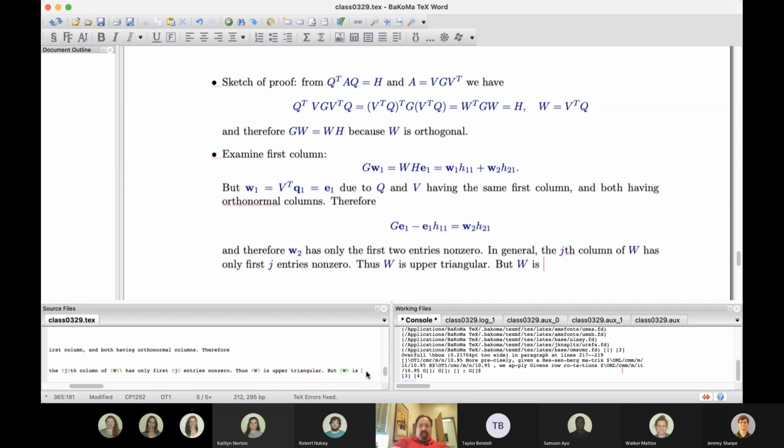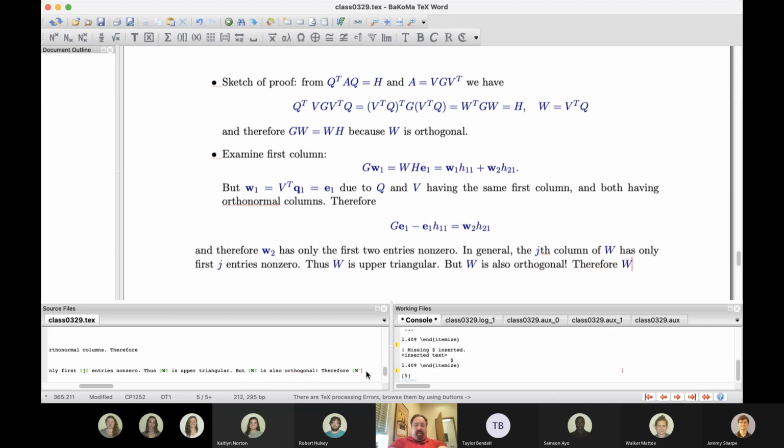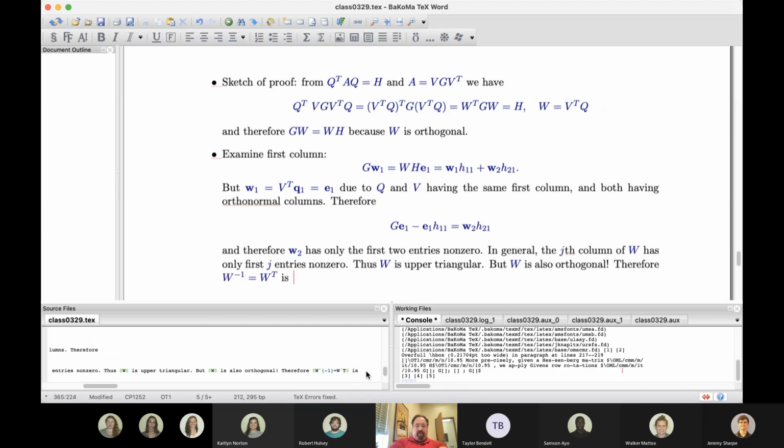But W is also orthogonal. So W inverse is equal to W transpose. Well, if W is upper triangular, W inverse is upper triangular, but the transpose is lower triangular. So W inverse is both upper and lower triangular. So W has to be diagonal.